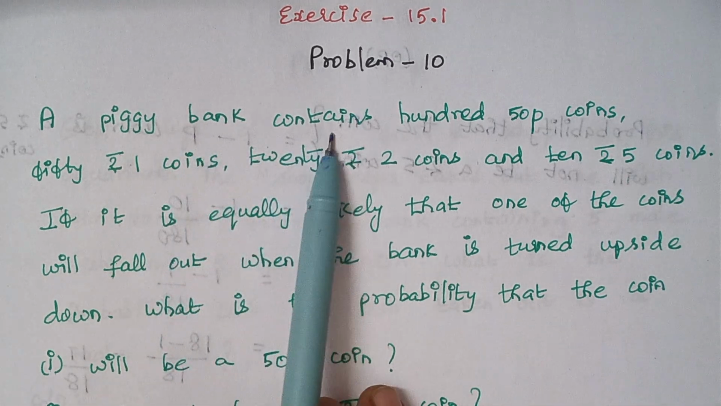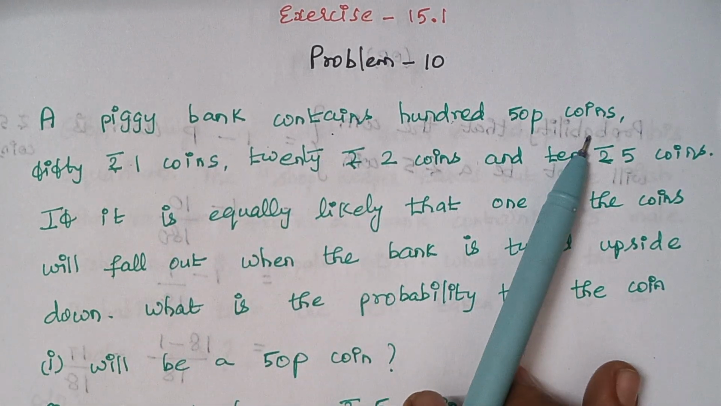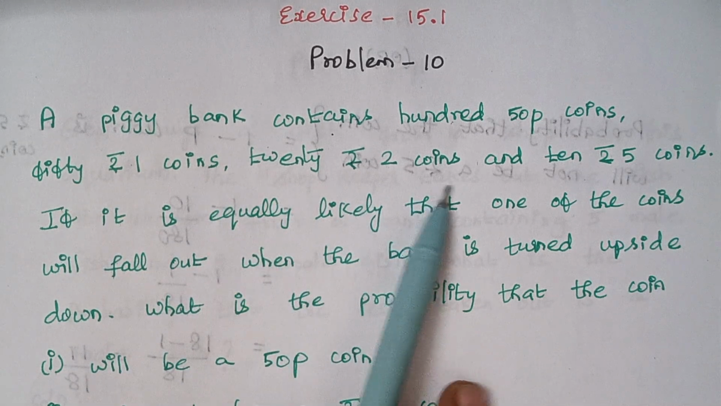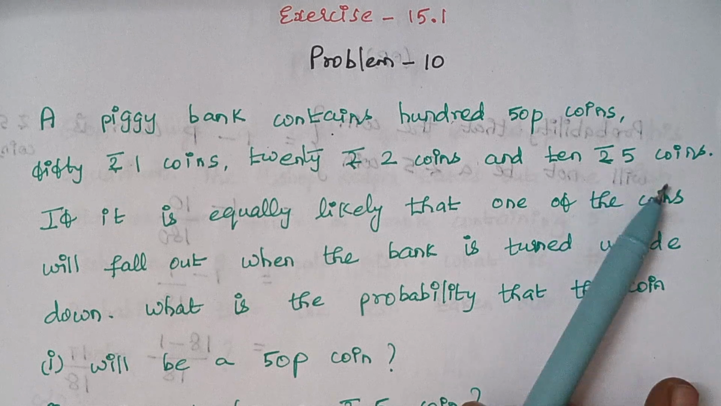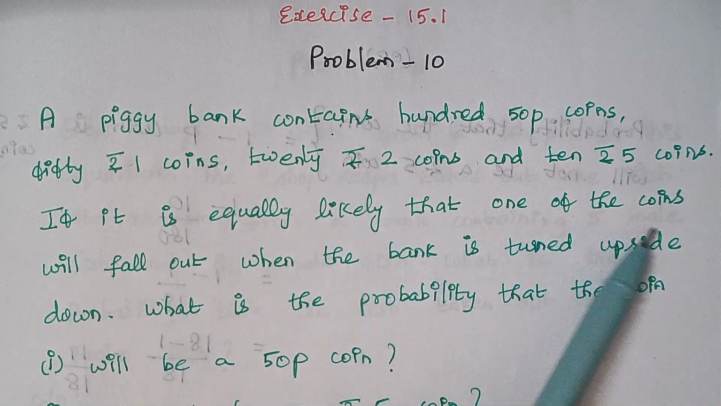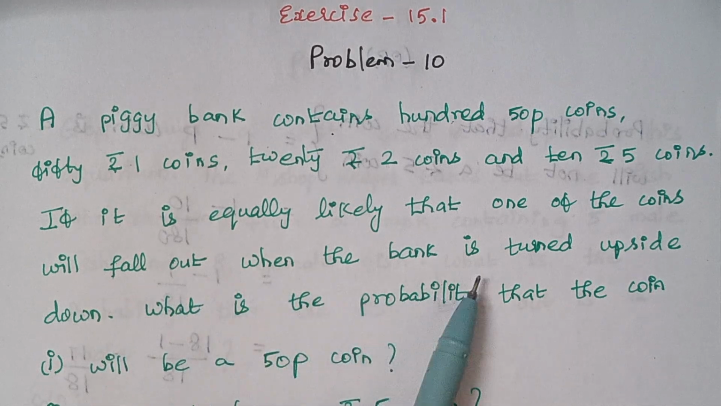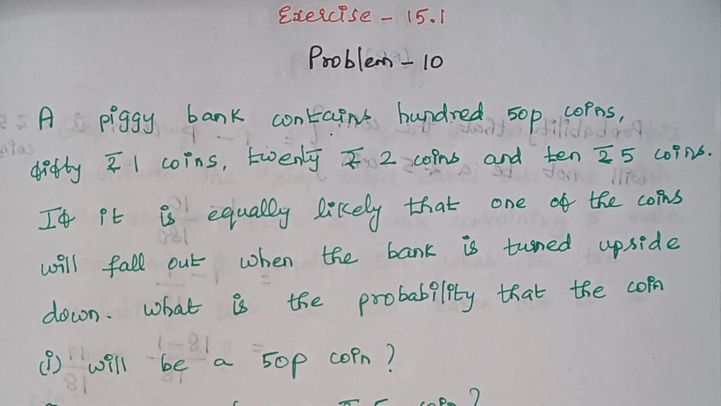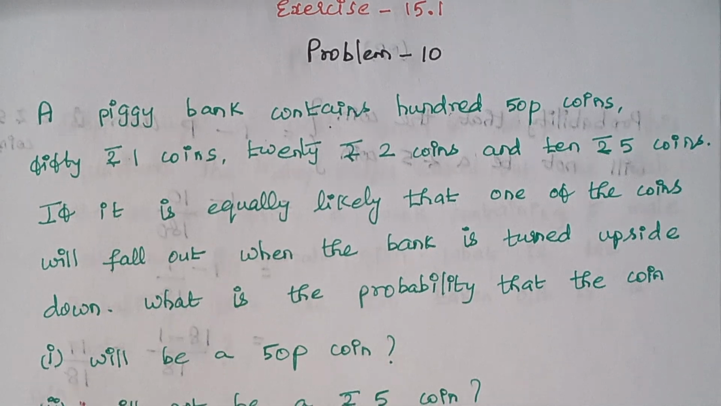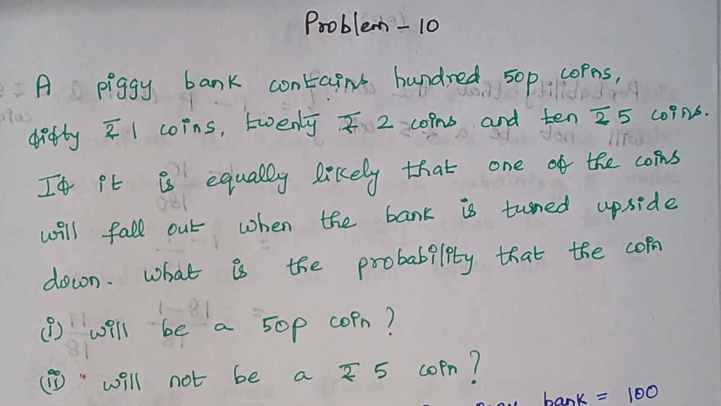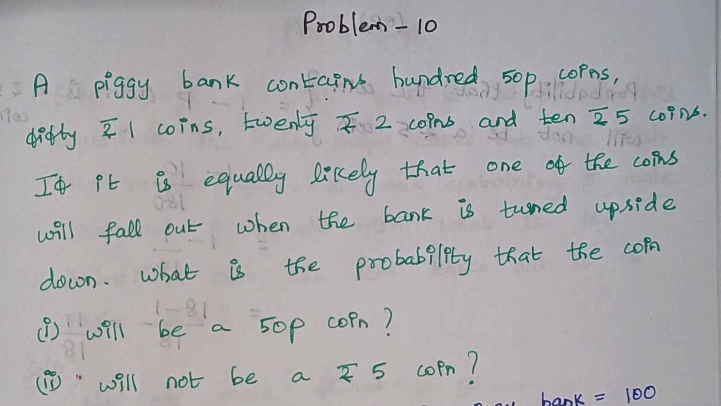A piggy bank contains 100 50 paise coins, 50 1 rupee coins, 20 2 rupee coins and 10 5 rupee coins. If it is equally likely that one of the coins will fall out when the bank is turned upside down, what is the probability that the coin will be a 50 paise coin or will not be a 5 rupee coin? So here everybody knows what a piggy bank is, right?